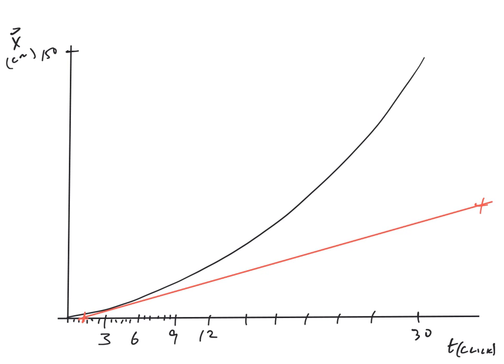Then you're going to grab a different colored pencil, and you're going to draw a tangent line at t equals 6. So that might look something like this. Okay. And again, you're going to figure out what the slope of the tangent line is, and that slope is the instantaneous velocity at t equals 6. And then you're going to grab a different color. You're going to do that at t equals 9.